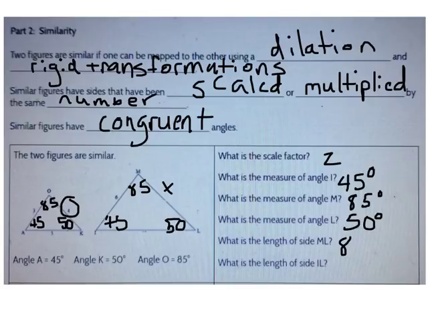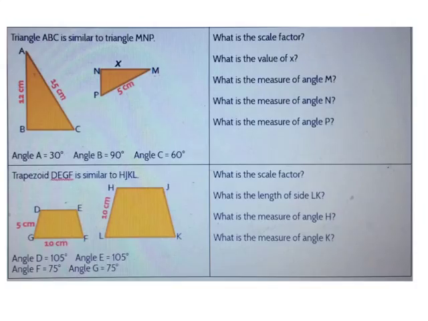What's the length of side IL? I know I can multiply the length of side AK, 5, times 2 to find IL. Side IL is 10. Now you try a few. Triangle ABC is similar to triangle MNP. What is the scale factor? Well, to go from 15 to 5, the scale factor is 1/3.